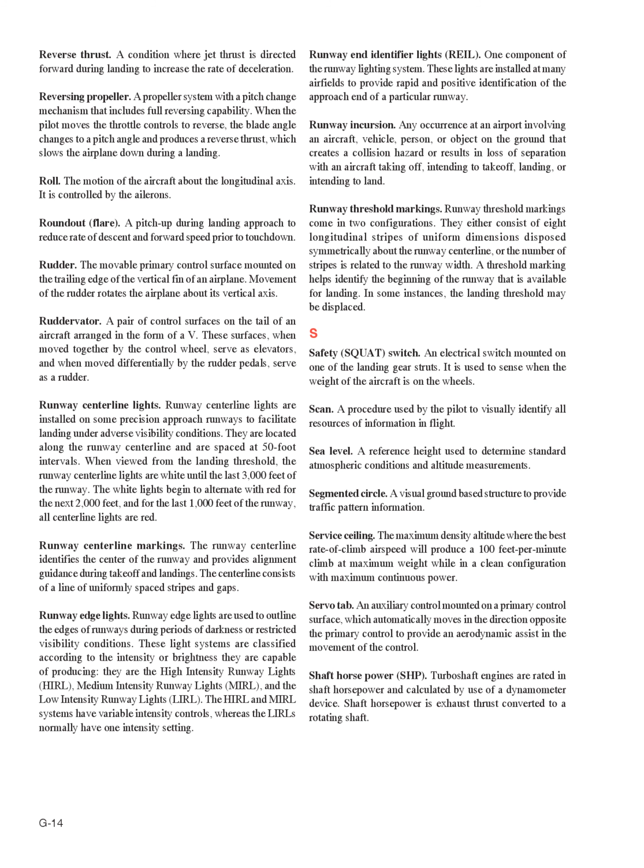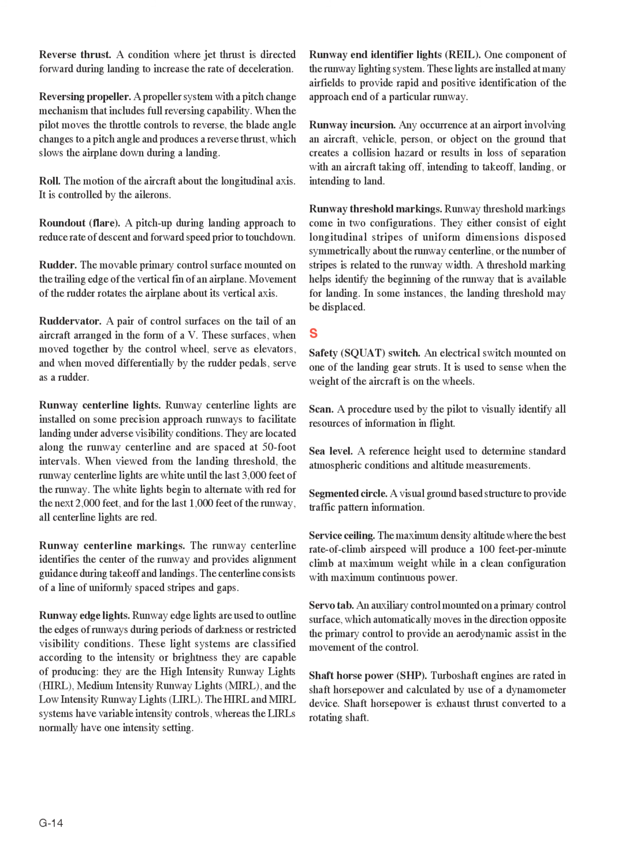Runway centerline lights. Runway centerline lights are installed on some precision approach runways to facilitate landing under adverse visibility conditions. They are located along the runway centerline and are spaced at 50-foot intervals. When viewed from the landing threshold, the runway centerline lights are white until the last 3,000 feet of the runway. The white lights begin to alternate with red for the next 2,000 feet, and for the last 1,000 feet of the runway, all centerline lights are red.